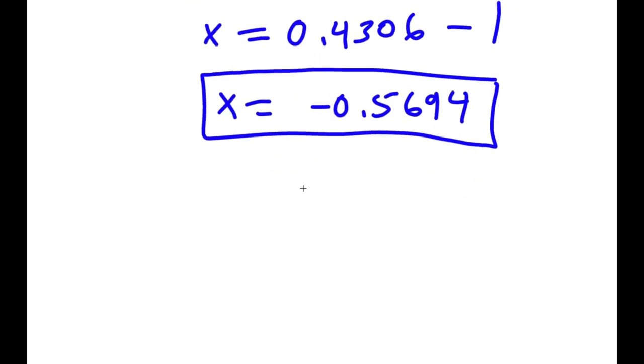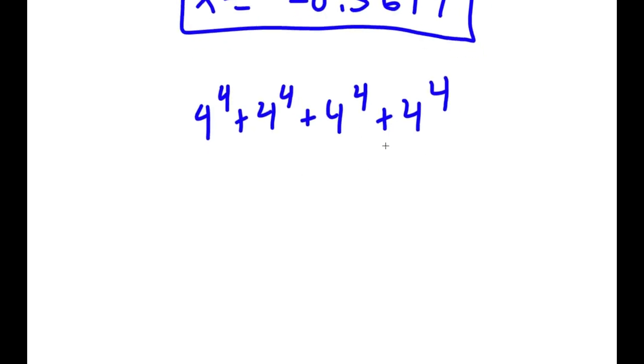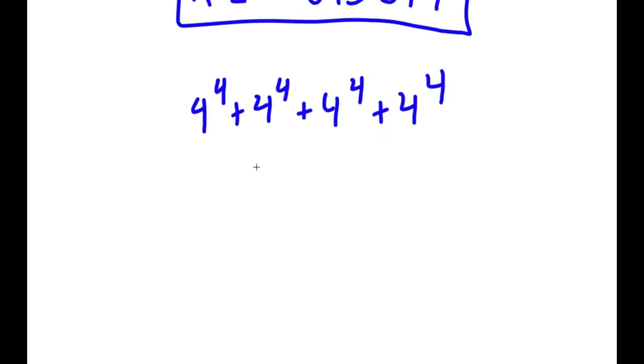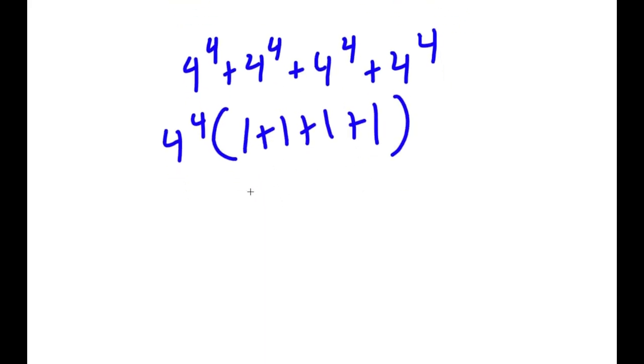Now, we are going to try a similar problem, and this is actually much simpler. So we have 4 to the power 4 plus 4 to the power 4 plus 4 to the power 4 plus 4 to the power 4. So how do we solve this problem? Well, what you have to do is factor out 4 to the power 4. So you get 4 to the power 4 times 1 plus 1 plus 1 plus 1. Now, if you simplify what's in the parentheses, 1 plus 1 plus 1 plus 1 is 4.